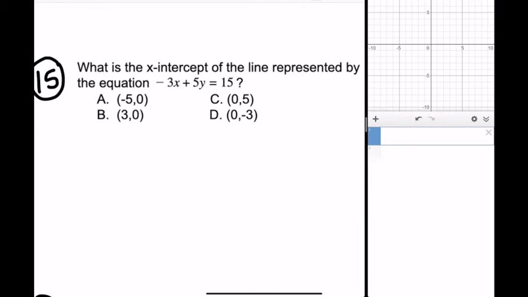What is the x-intercept of the line represented by this equation? Remember to find the x-intercept. That happens when y is 0. So in this equation, we will substitute 0 in for y.